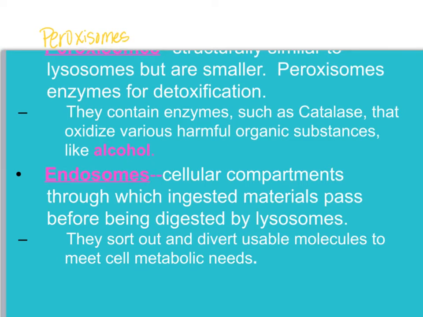So peroxisomes are similar to lysosomes, so they also look like little circles, but they're more for detoxifying, not necessarily digesting. So they also have enzymes. These are similar in that they also use enzymes that are going to oxidize harmful substances.